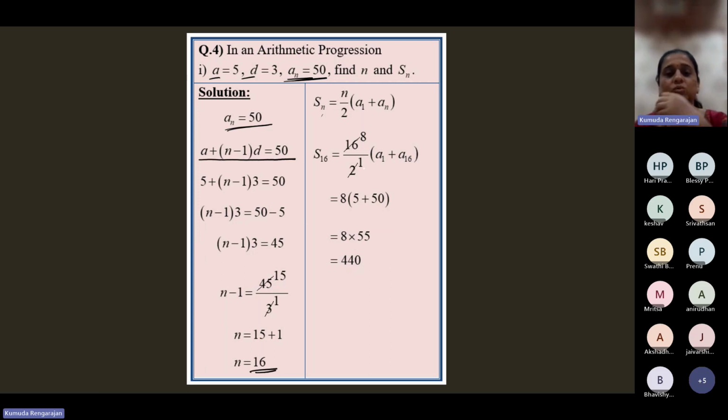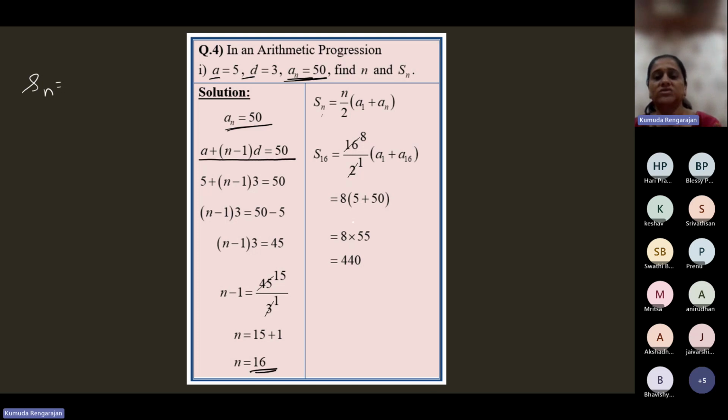So S16, you know. Since we have found the value of N, I've just used the value of N there, S16. To be safe, you'll have to give both the answers actually. We'll find Sn and also S16. So Sn, because we found N, right? N is 16. So I've worked S16 here.